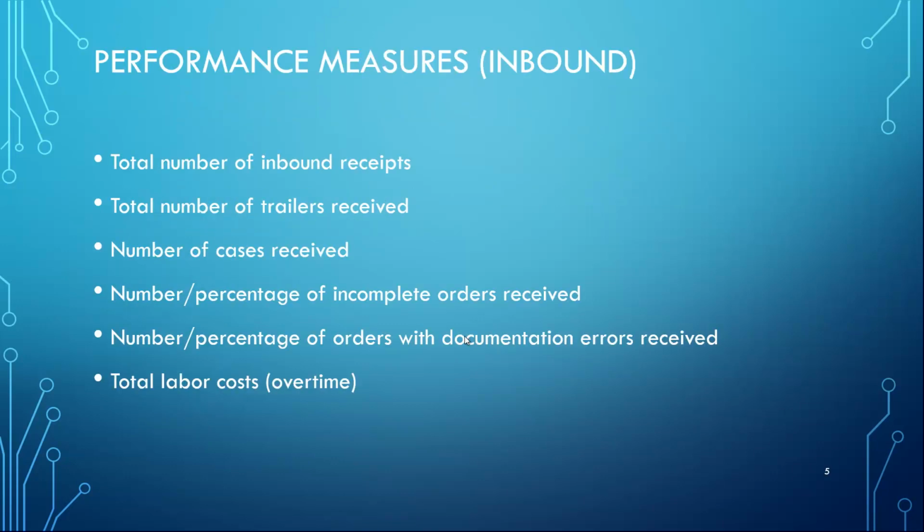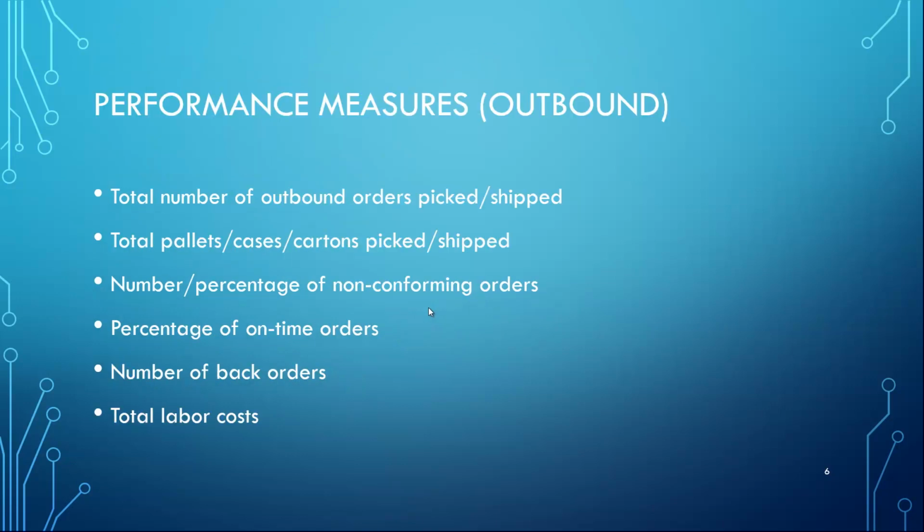Some of the indicators that can be used to measure the performance of inbound operations and activities are the total number of inbound receipts, total number of trailers received, number of cases received, number or percentage of incomplete orders received, number or percentage of orders with documentation errors received, and total labor cost, like the overtime, for example.